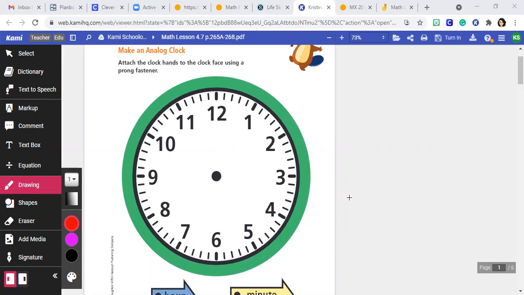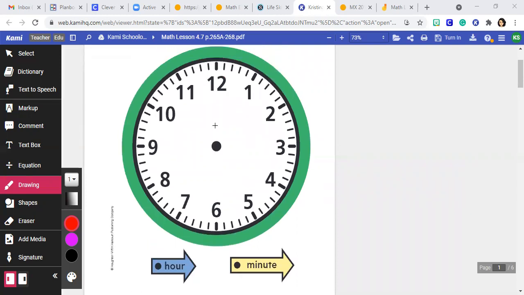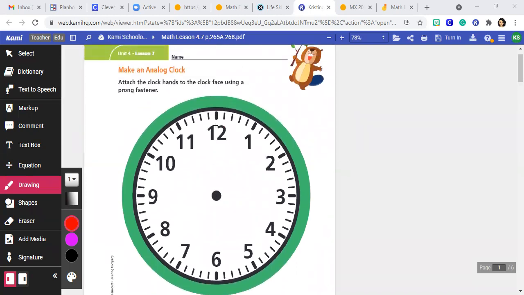If you don't have a prong fastener, you can also use a pencil to put on these black dots overlapped in the middle to help you adjust the hour hands. Pause the video now. Make your analog clock.